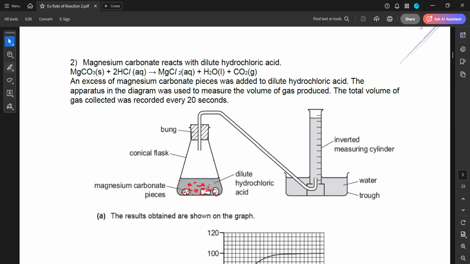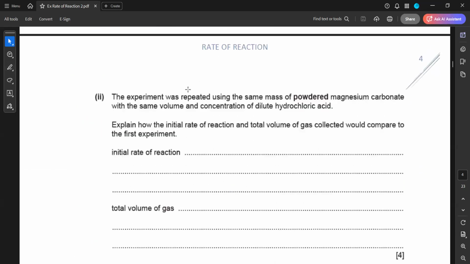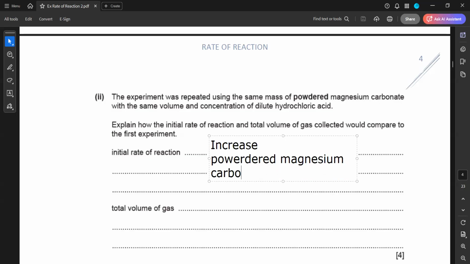So what happened to the rate of the reaction, and what happened to the amount of the product? First, what happened to the rate, or the speed, of the reaction? Will it increase, decrease, or remain the same? Increases. So we'll say the rate of this reaction will increase. And why will the rate of the reaction increase? Because powdered magnesium carbonate has a larger surface area. So the powdered form will have a large surface area. That's why the rate, or the speed, of the reaction increases.